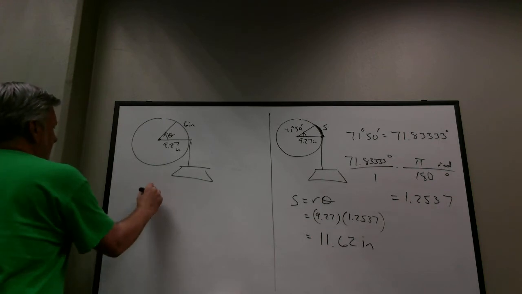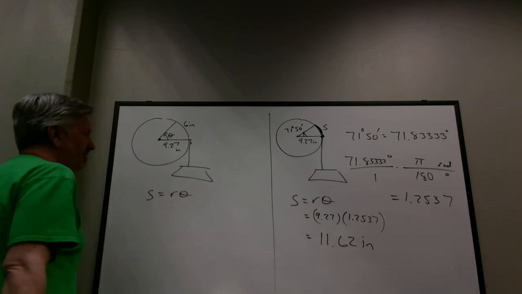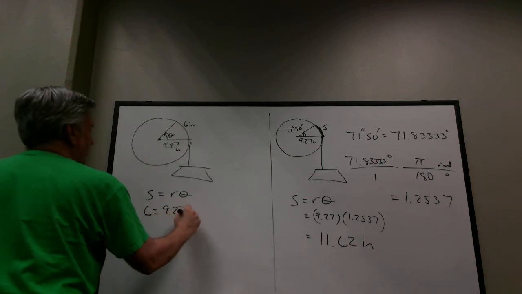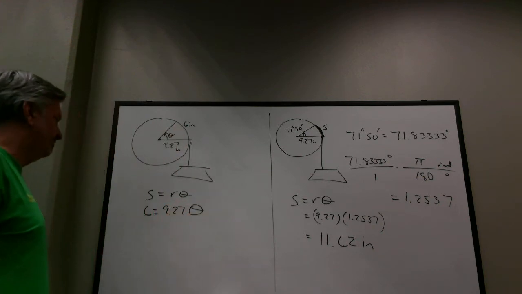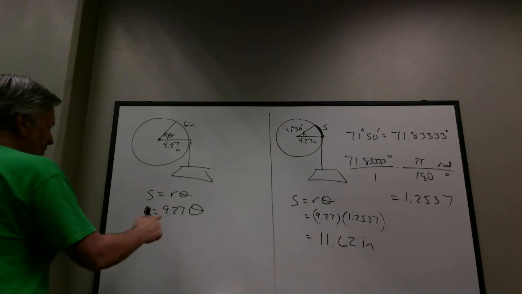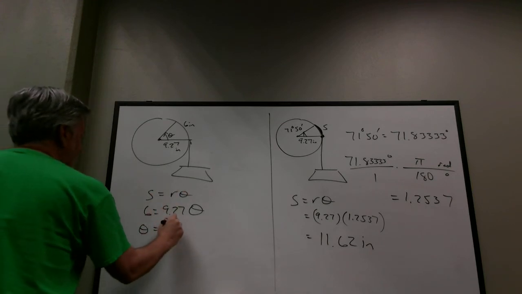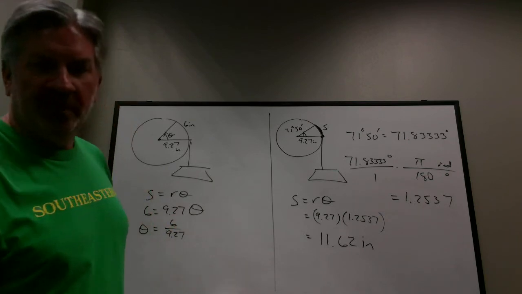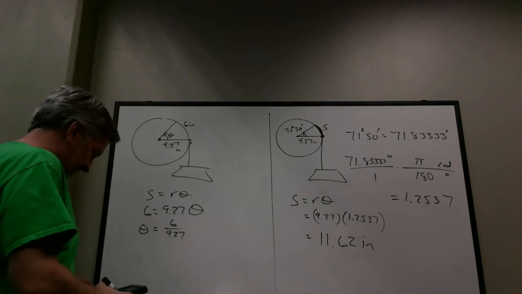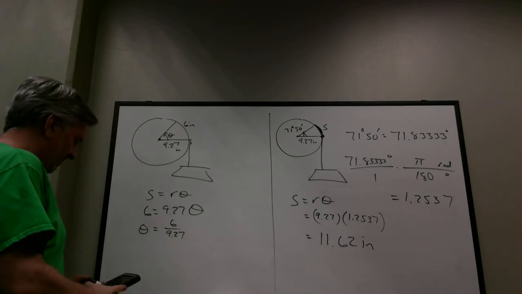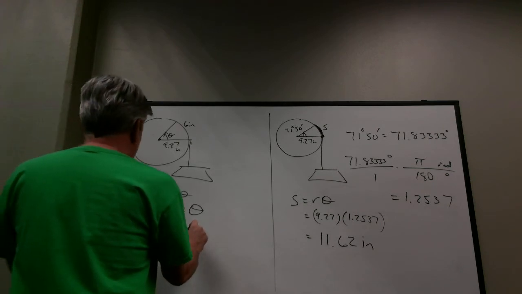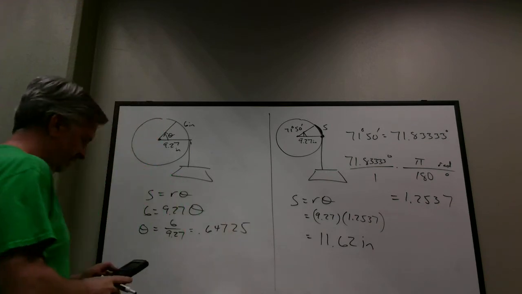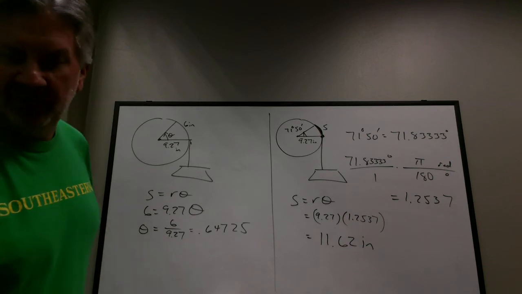Okay, well, S is r theta. So here, S, the arc length, is 6, the radius is 9.27, and theta we don't know. So divide both sides by 9.27, and theta is 6 over 9.27. If you want to get some decimals, you can. 6 over 9.27 is about 0.64725. What are the units on this answer, theta?